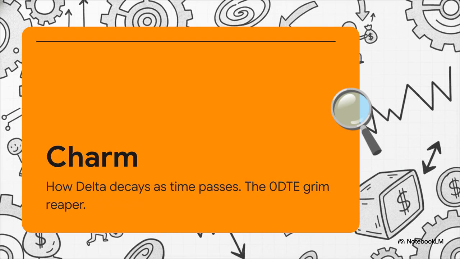And finally, we have Charm, literally the 0 DTE Grim Reaper. Charm is exactly how delta decays simply because the clock is ticking. As the afternoon wears on, the sheer passage of time forces dealers to aggressively dump their hedges. And that instantly kills those hopeful late-day retail rallies dead in their tracks.